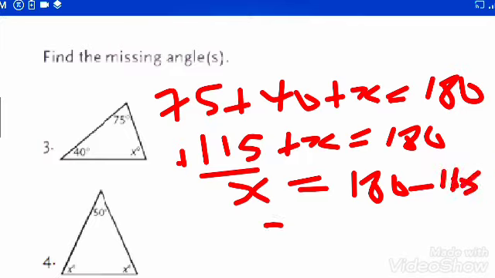Alright, so our value is 180 minus 115. Now 10 minus 5 is 5. We have 7 left. 7 minus 1 is 6, and 1 minus 1 is 0. So the angle is 65 degrees.